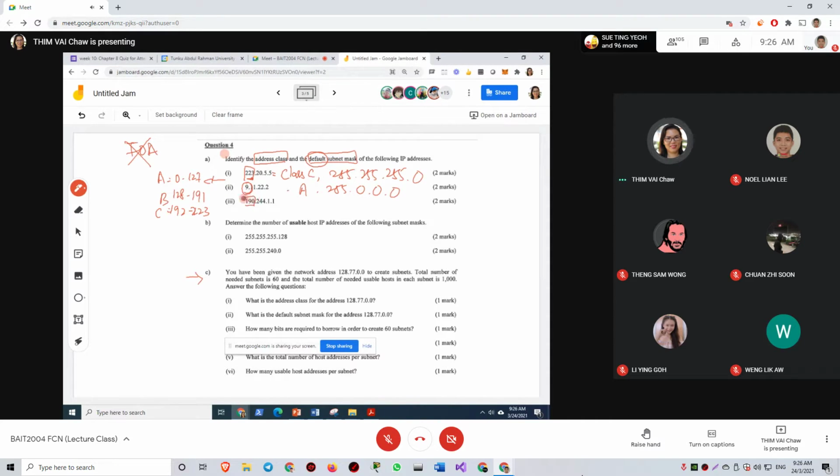Look at this one. 190 belongs to class B. So that's why I will have a B. And then the default subnet mask will be 255.0.0.0. So easy to score if this is a face-to-face exam. But I don't think so.